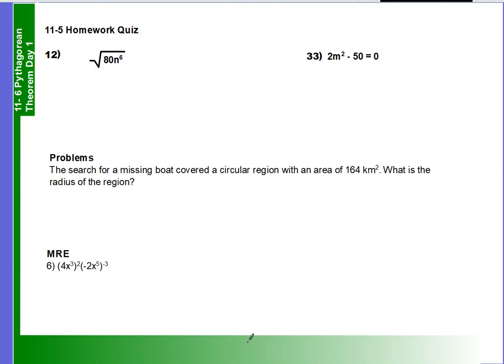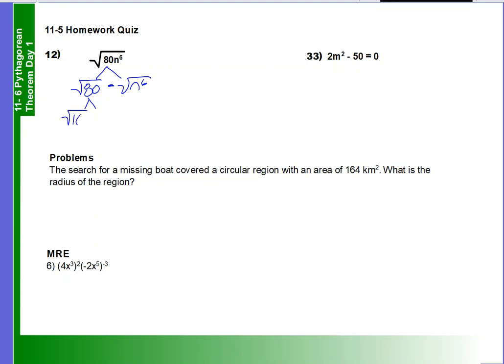Well, we need to break this apart into its numeral components and its variable components. So that means the square root of 80 times the square root of n to the sixth is the square root of 80n to the sixth. So my next step is, what goes into the square root of 80 that is a perfect square? Well, obviously 4 does, and I'm willing to bet 16 does as well, actually.